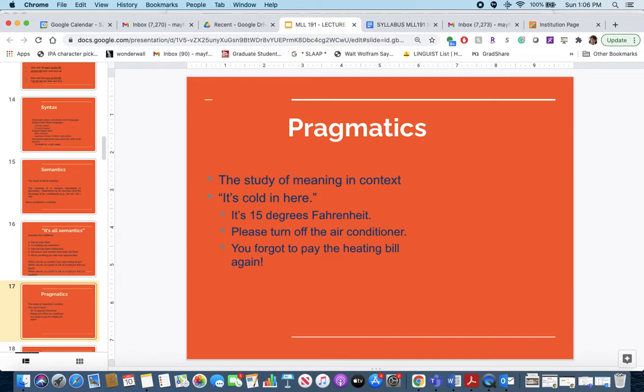And pragmatics is very similar to that. Pragmatics is the study of meaning and context. So you can parse out the different words in semantics to kind of form meaning. Pragmatics is a way of kind of negotiating the context of the words in a situation, and figuring out whether or not they may mean different things in different contexts.